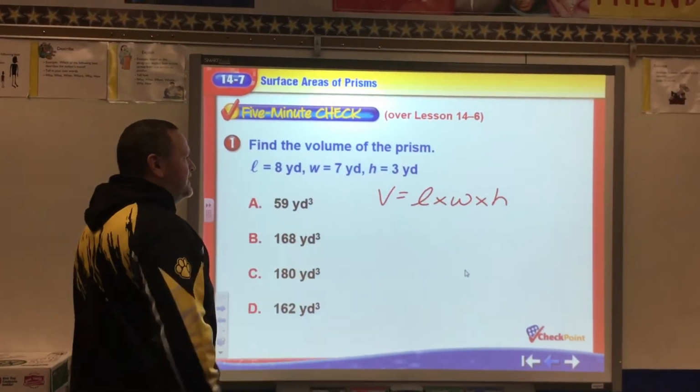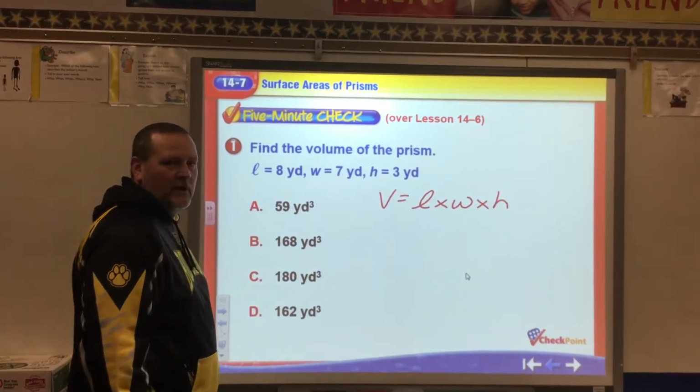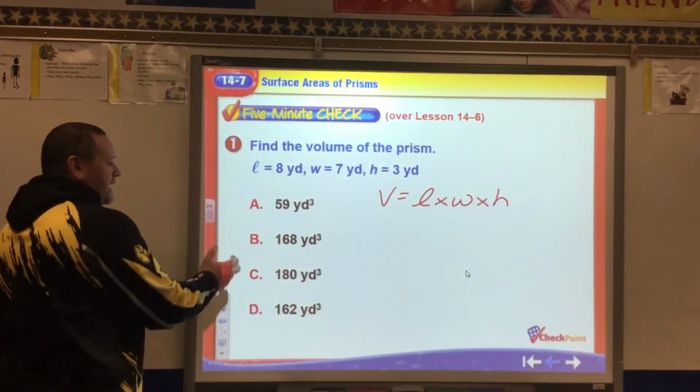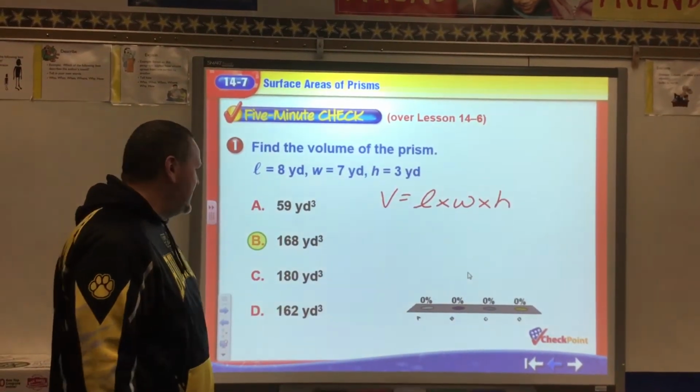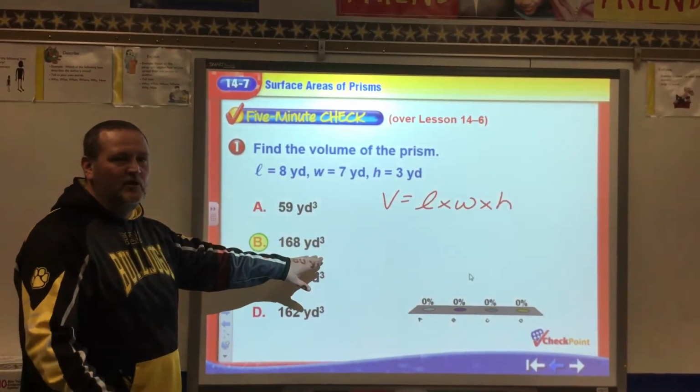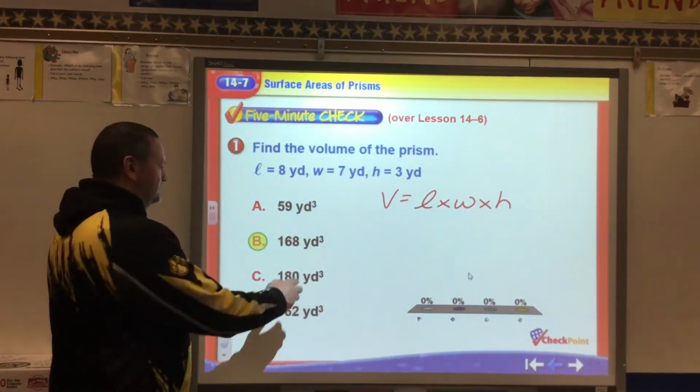If I wanted to do 7 times 3, that would equal 21. And then that 21 times 8. And again, you are allowed to use your calculator. 21 times 8 would be 168. And the label would be yards cubed. That's how you would write it.